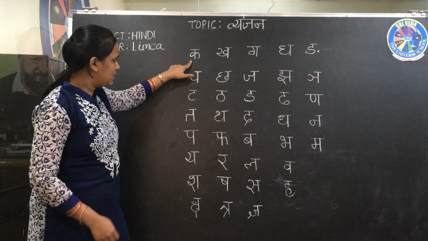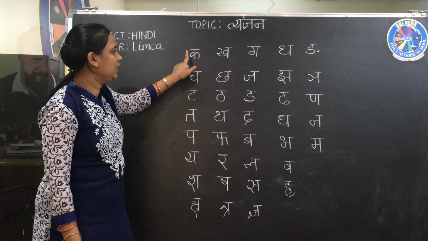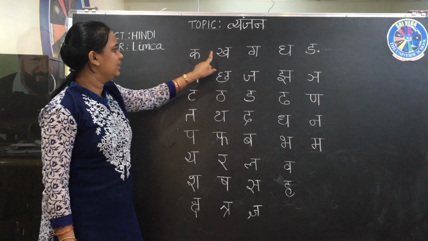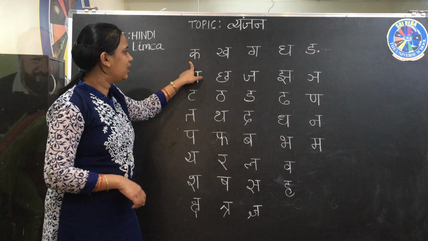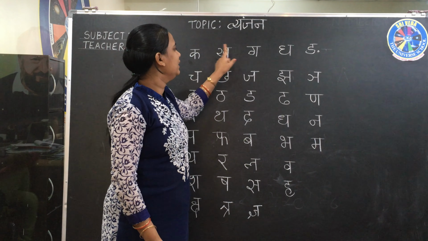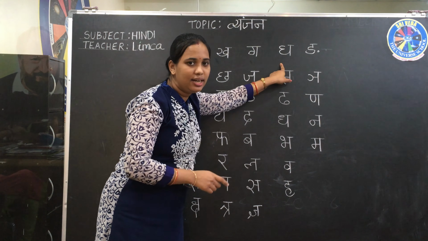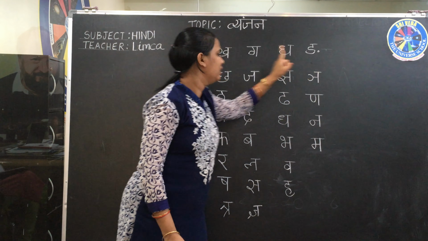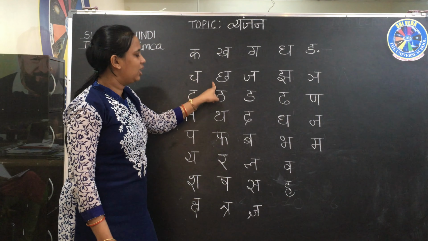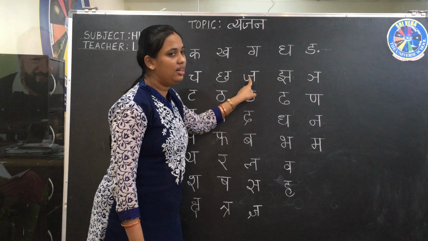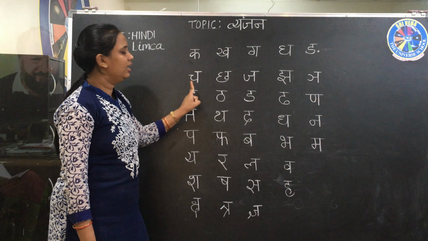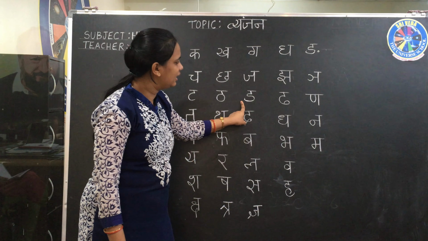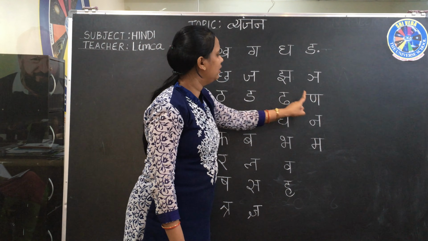So, this is the first letter in vyanjan. Ka, kha, ga, gha, nga. Cha, chha, ja, jha, nya. Ta, tha, da, dha, na.